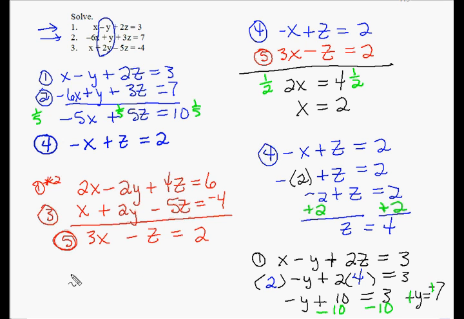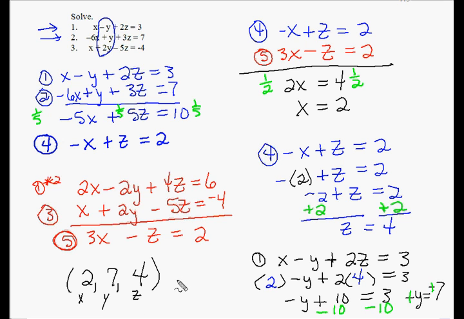So the solution to this problem is the ordered triple 2, 7, 4. Remember, we must write our answer in the correct order. Always x, y, followed by z.